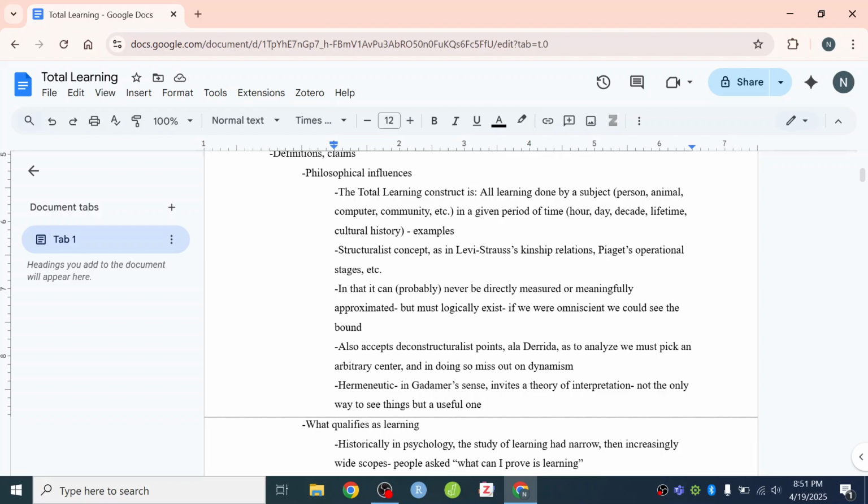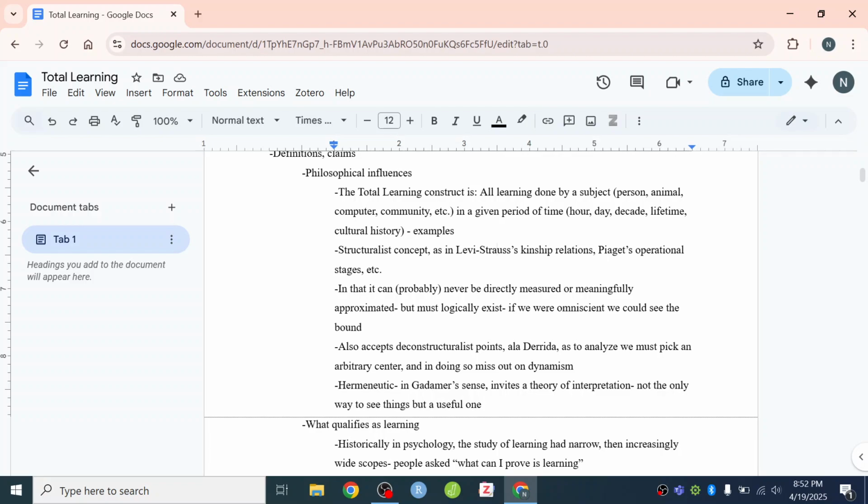I bring up the point of it being hermeneutic, and inviting a theory of interpretation, to point out that it is not necessarily a better mode of interpretation or a final and true mode of interpretation compared to other theoretical constructs that exist, but that it is an alternative, and maybe an alternative that has its own advantages, which we'll discuss later.